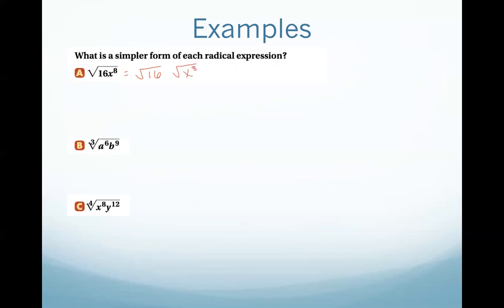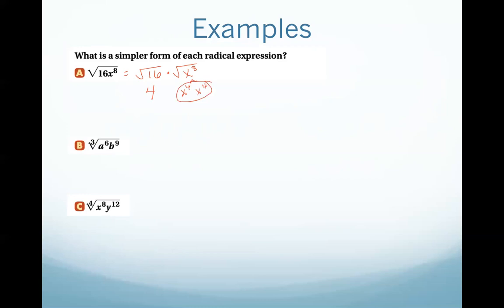Now the reason I do that is because I know the numbers. I know that the square root of 16 is 4. I don't need an absolute value for that. The square root of x to the 8th, though, I have to be careful with. Okay, so x to the 8th factors into x to the 4th times x to the 4th. I have two of a kind, okay?